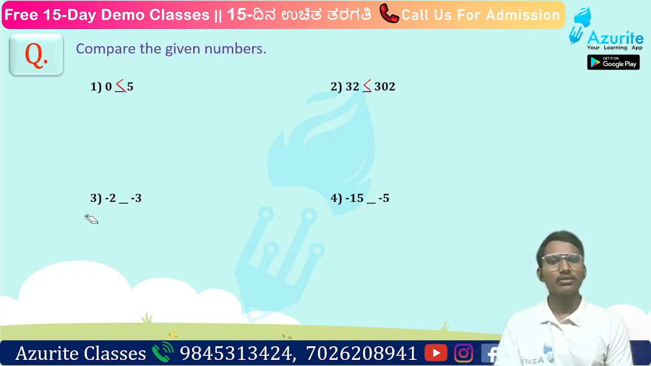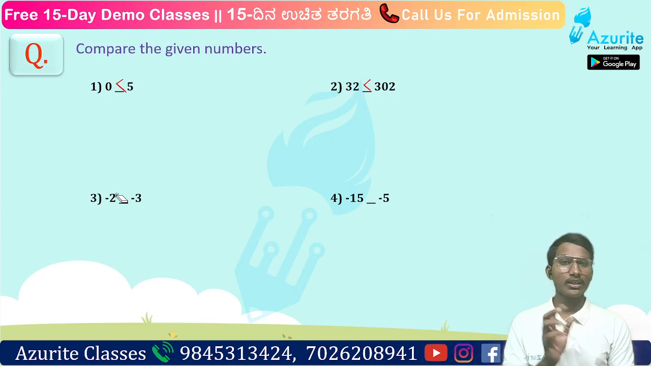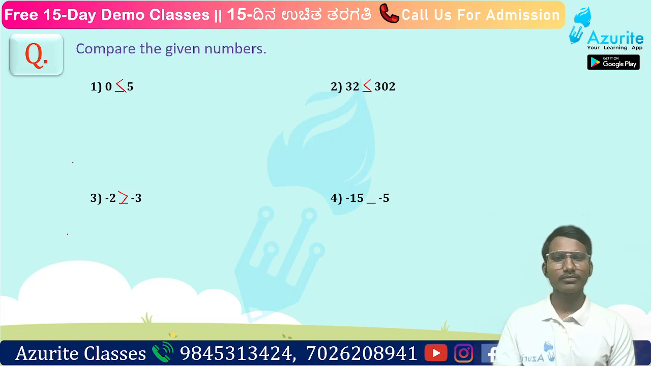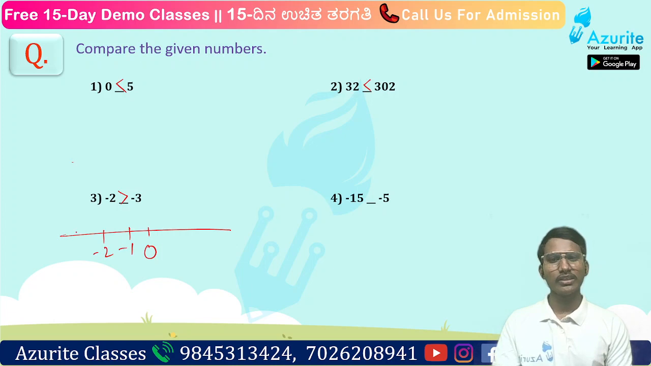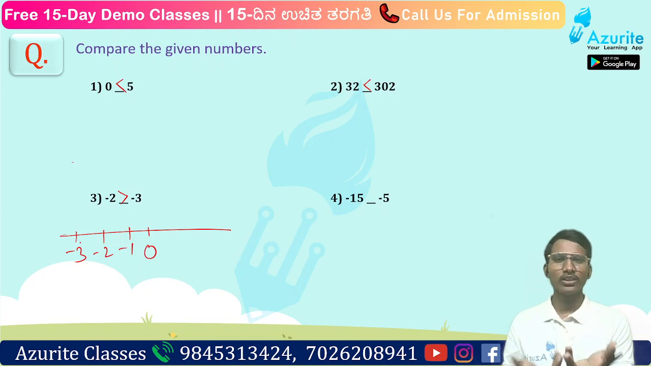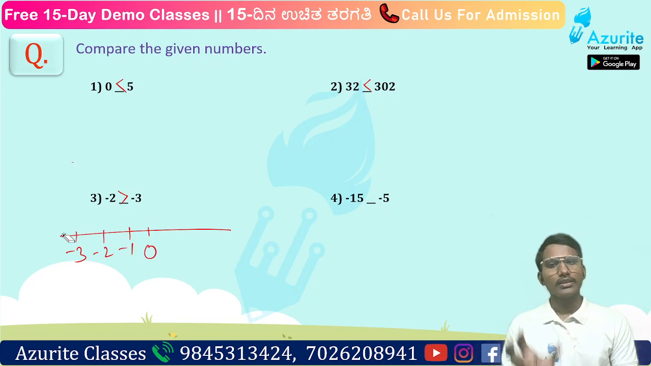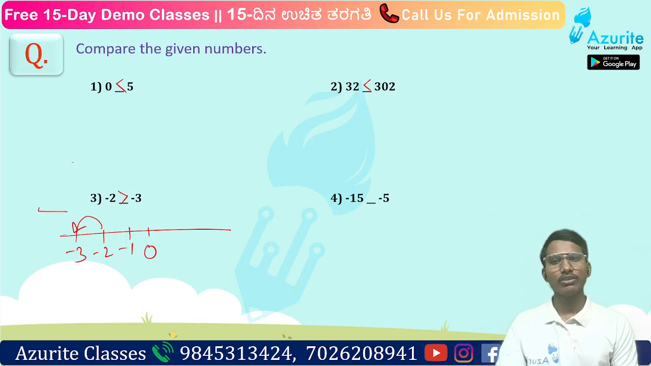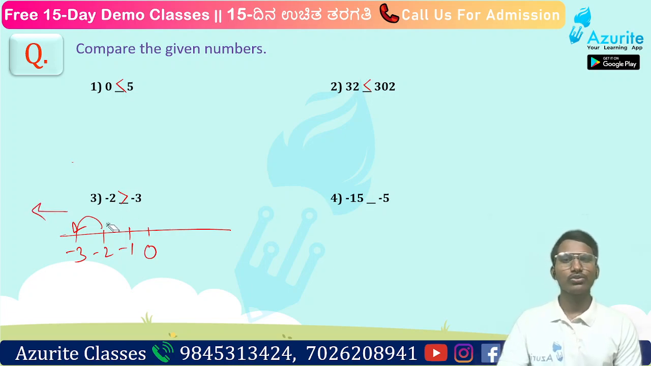Okay, next, the third question is -2 and -3. Here minus is there, right? So it will be reverse. So what? -2 will be bigger here, right? Got it? If you are not getting it, see on the number line: -1, -2, -3. So -3 will come after -2. So it will be what? Smaller. Here we are going towards the left, which means it will decrease, right? So here -2 will be the bigger one.